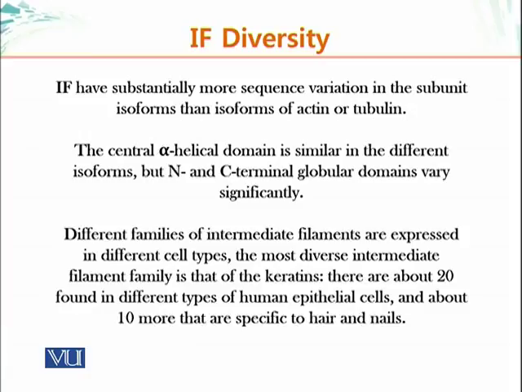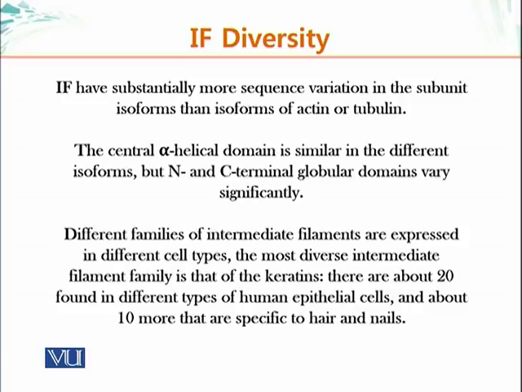The central helical domain of these different isoforms of intermediate filaments is similar. The differences are in the N and C terminal globular domains, which vary significantly. We have seen the structure of intermediate filaments in the previous module. Different families of intermediate filaments are expressed in different cell types. The most diverse intermediate filament family is that of keratins.